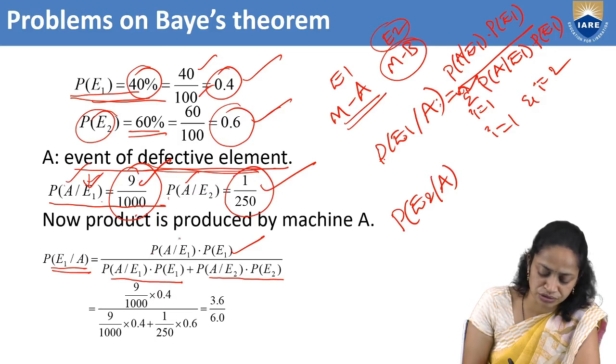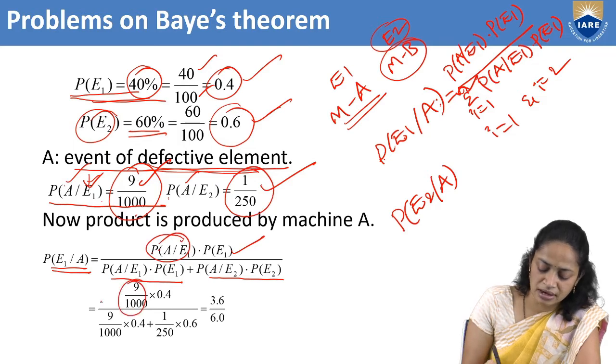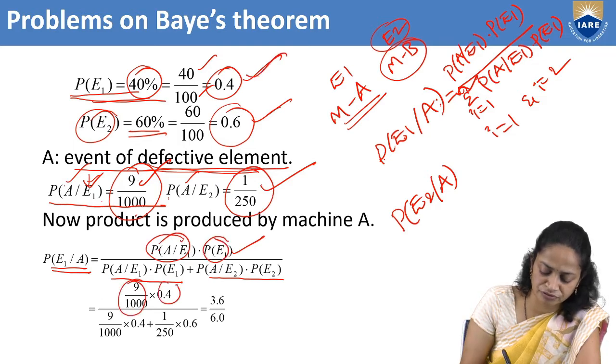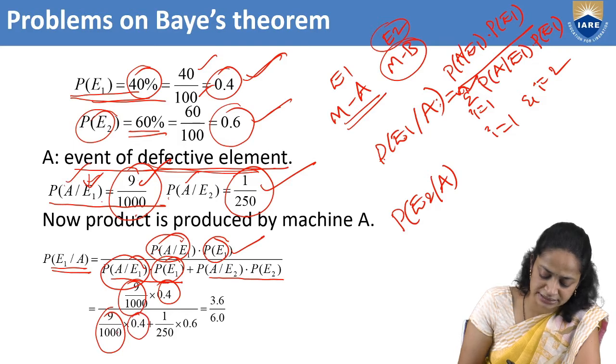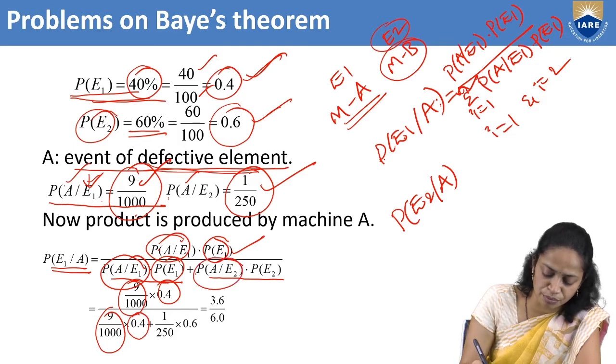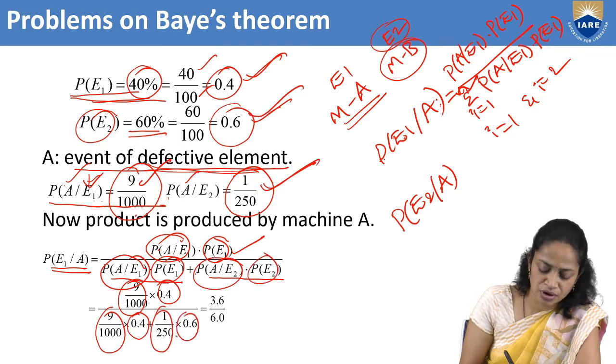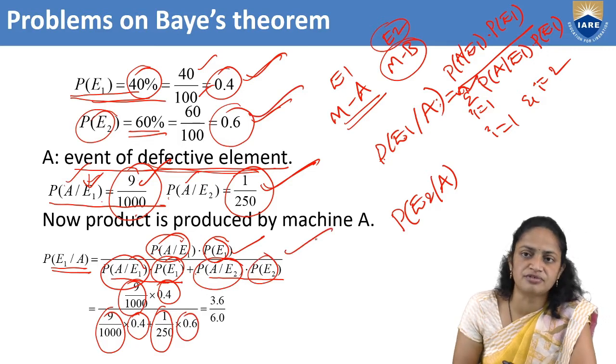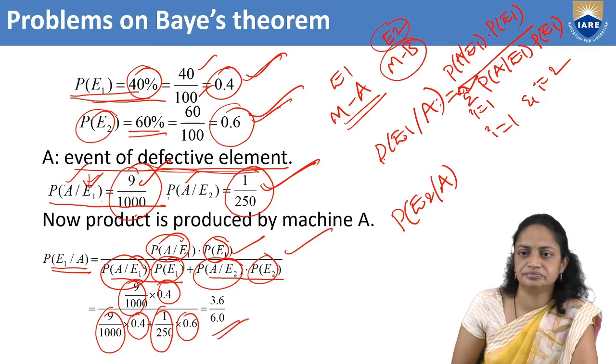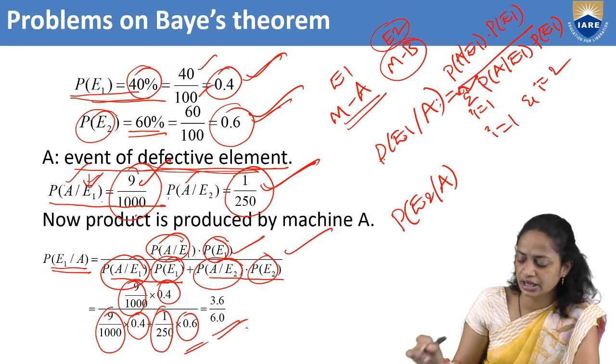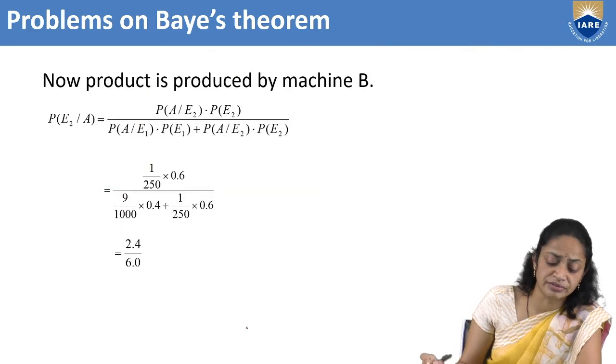So substitute all these values here. Probability of A given E1 is 9 by 1000, probability of E1 is 0.4, plus probability of A given E2, which is 1 by 250, and probability of E2 is 0.6. Substitute all those values in the Bayes theorem formula and simplify, and you will get the answer. So next one we need to find.